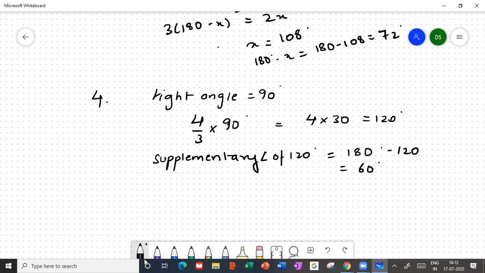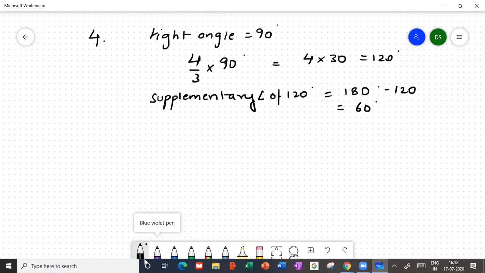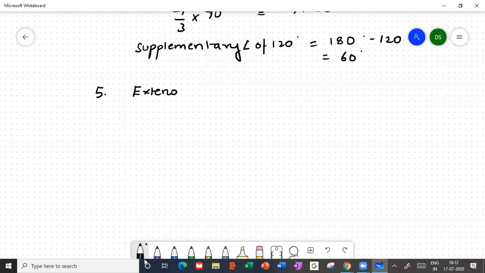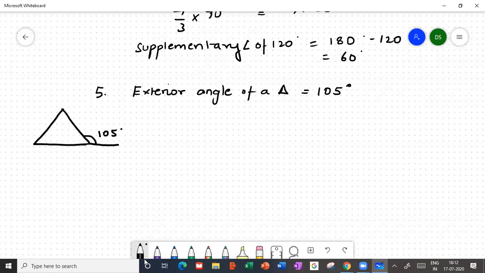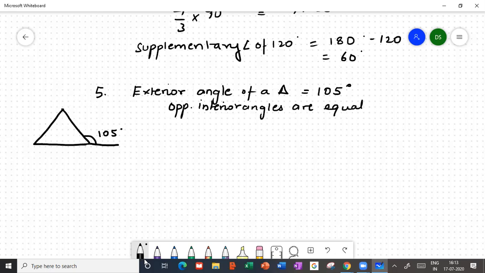Correct. I'll just write it here. The fifth one says the exterior angle of a triangle is 105. I'll just draw a figure and show. It's basically saying this angle here. It's not necessary that only this side can be produced. You can draw exterior angles here also and here also, anywhere. So this is 105 and they are saying the opposite interior angles are equal. These are the two opposite interior angles. They both are equal, so let them be x.